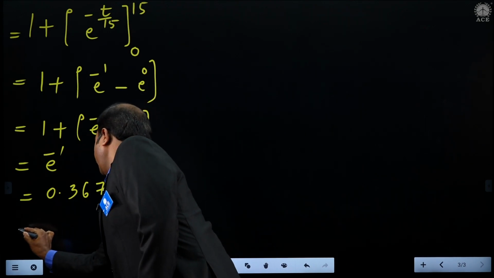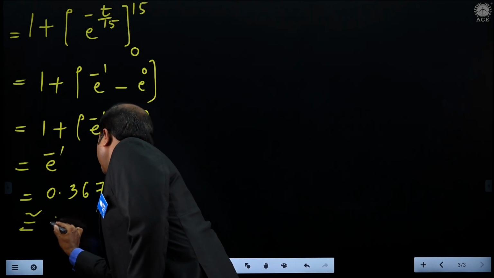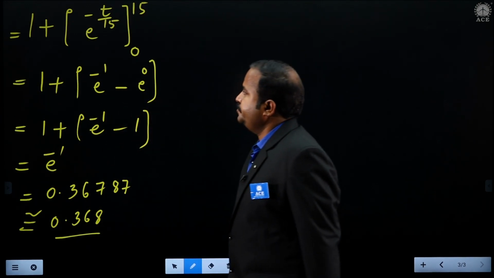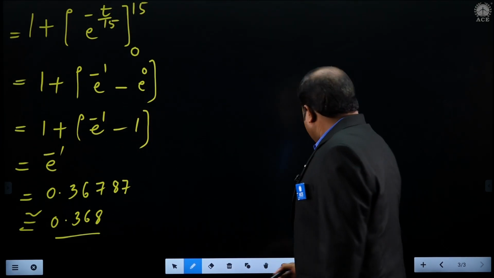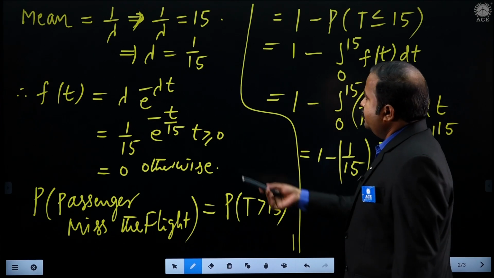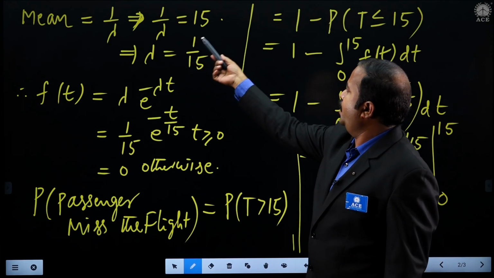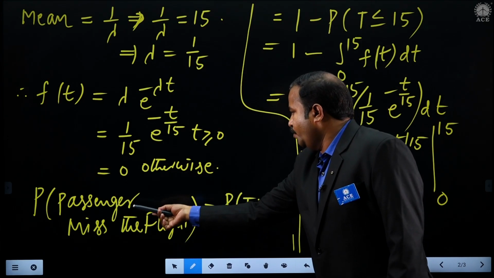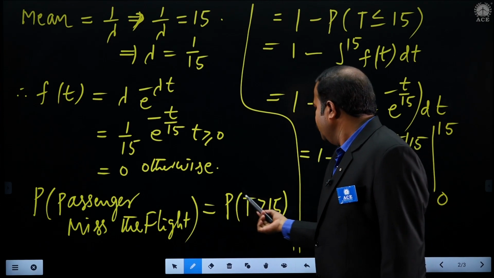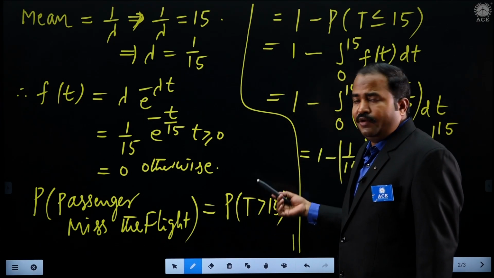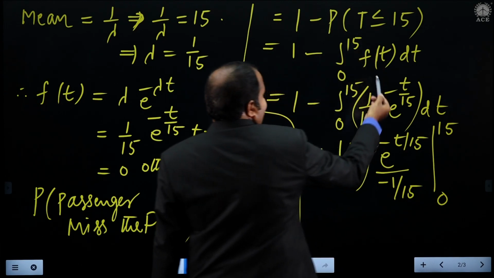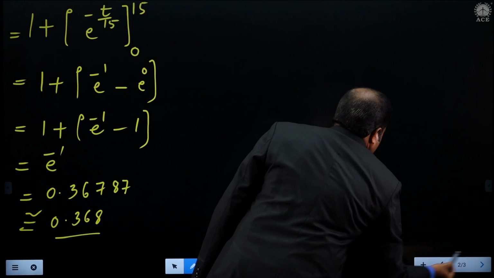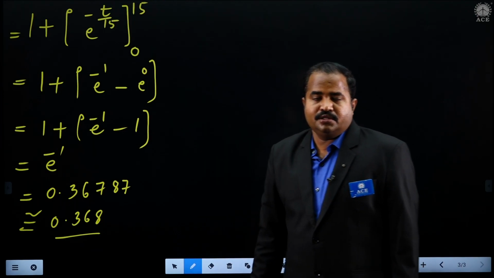which is 0.36787. Rounded off to 3 decimal places, that is 0.368 only. So this is the answer. Am I clear? So look at once. This is f of t, given that the mean 1 by lambda equal to 15, lambda equal to 1 by 15. The required probability, that is the passenger will miss the flight, that is the probability that screening time is more than 15 minutes, can be written like this, 1 minus the complement probability. So integration. So finally the answer is 0.368.